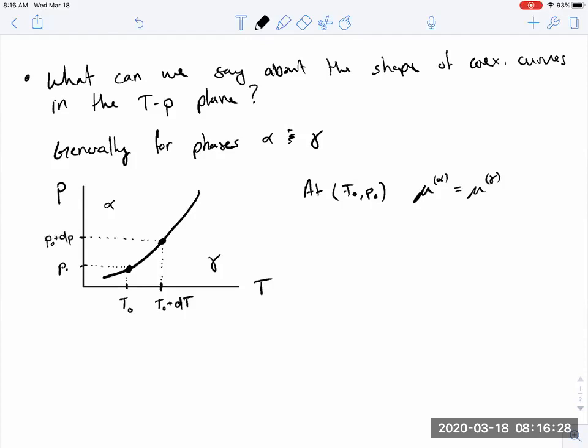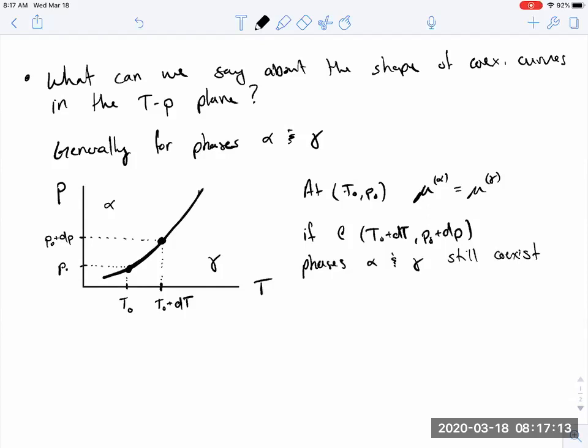By some amount dP. Now, if at T naught plus dT and P naught plus dP, at that new point, phases alpha and gamma still coexist, I made a change in temperature and a corresponding change in pressure in a specific way, such that I fall back on that coexistence curve.